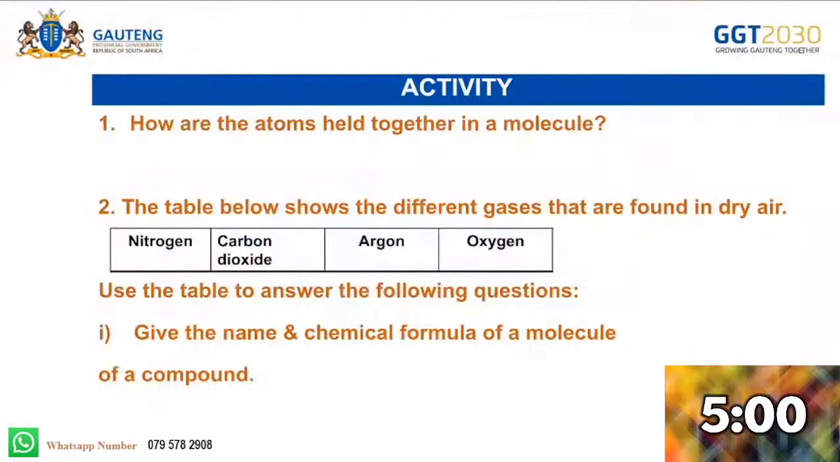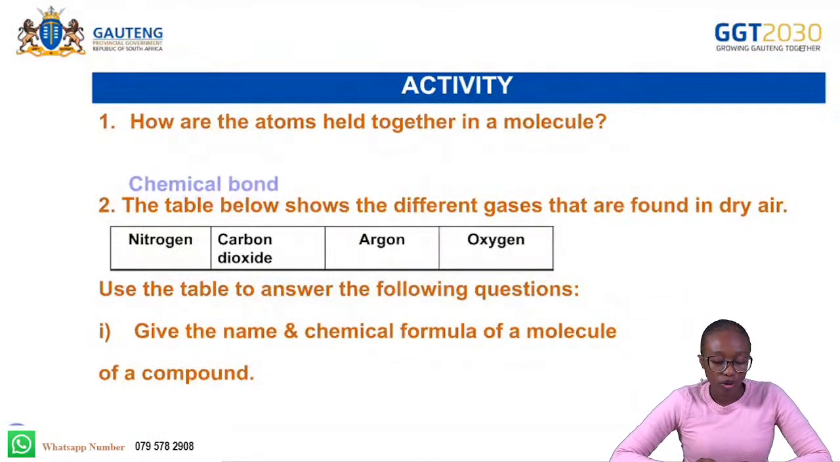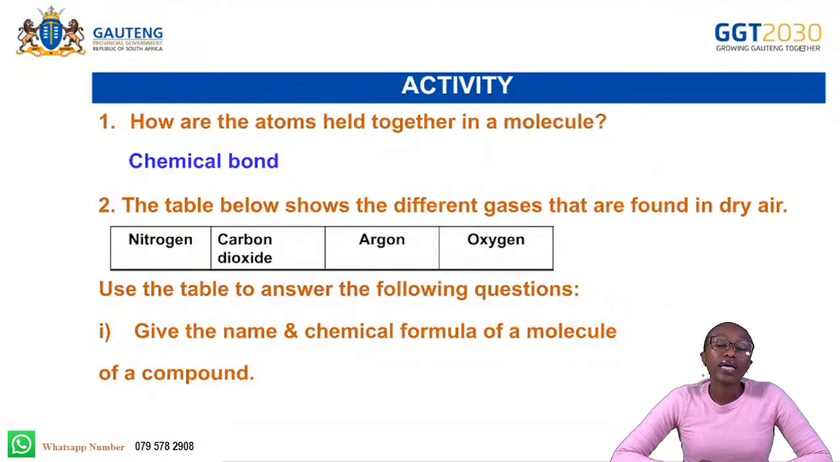Welcome back, grade 8 learners. Now let's answer the questions together. The first question read, how are atoms held together in a molecule? They're held together by a chemical bond. Remember, we said a chemical bond is the force that holds atoms together, be it in a molecule or in a compound. And often these chemical bonds, let's say in an illustration, are represented by a single line, or it could be a double line or a triple line.